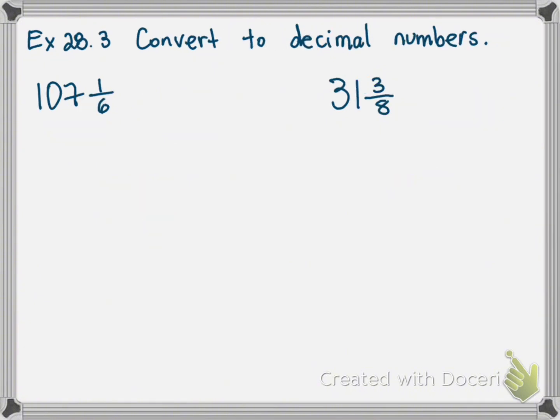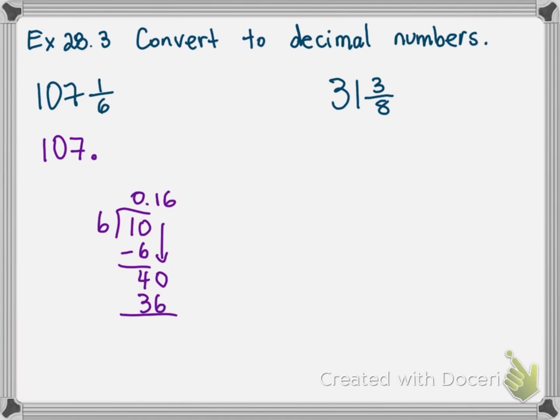In this next example, what we have to do is convert to decimal numbers. So what we have to remember is that this is 107 and 1/6. The whole part is going to be the 107. That won't change. Then we have the decimal point, and then whatever that 1/6 represents. So we have to divide 1 by 6. In this case, we can't, so that's 0. And then we put the decimal and add a 0. And that's going to be 1, which we have 4 left over. Bring down another 0, which will be 6, which is 36. And then we have another 4. So the 6 is going to be repeating.